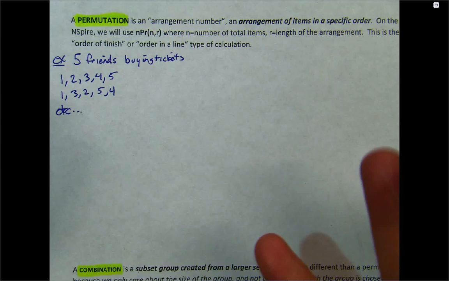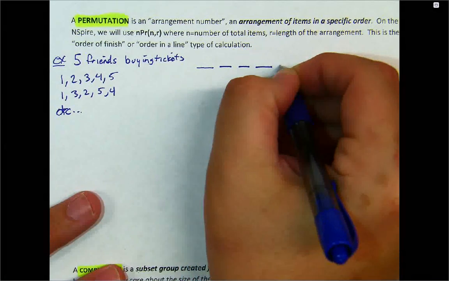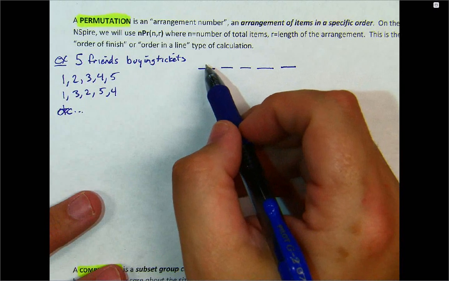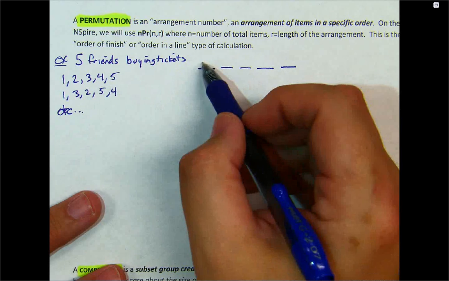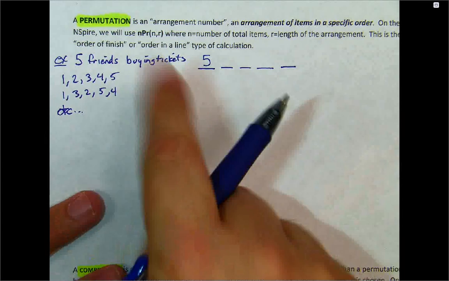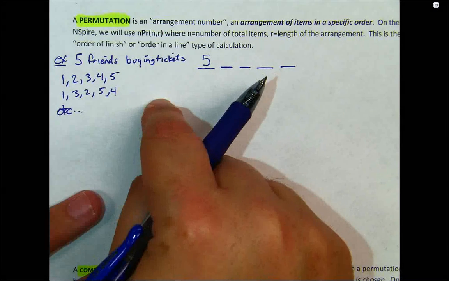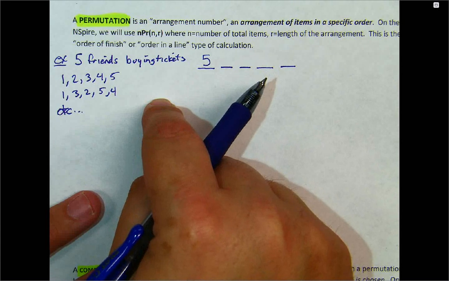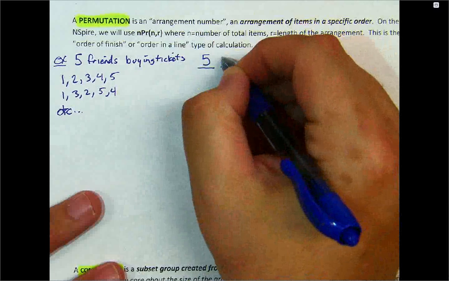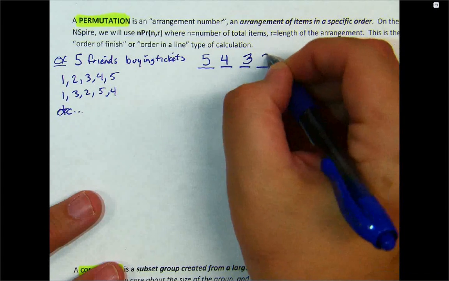Now, the counting principle says, how many choices of friends do you have for the first person in line? If there's 5 people in line, how many choices do you have? 5. Now, if that person's first in line, can that person go second, and then third, then fourth, or is that person done? They're done. And that's the big thing about a permutation, that person's done at that point. So how many people do we have left here? 4. And then we have 3, and then 2, and then 1.